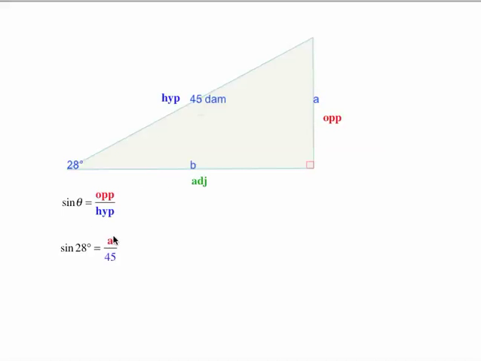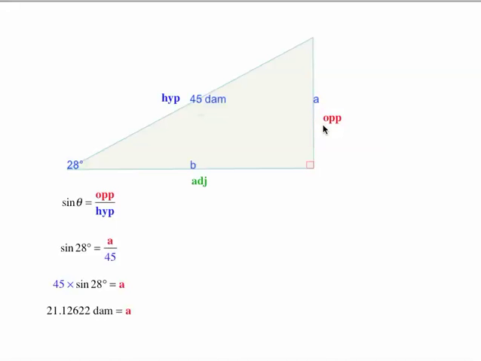So the sine of 28, the opposite is the A side over the hypotenuse, which was 45, and then cross multiply the 45. So 45 times sine of 28 degrees is A, and that will give us 21.12622 decameters. All right, and that's our A side.